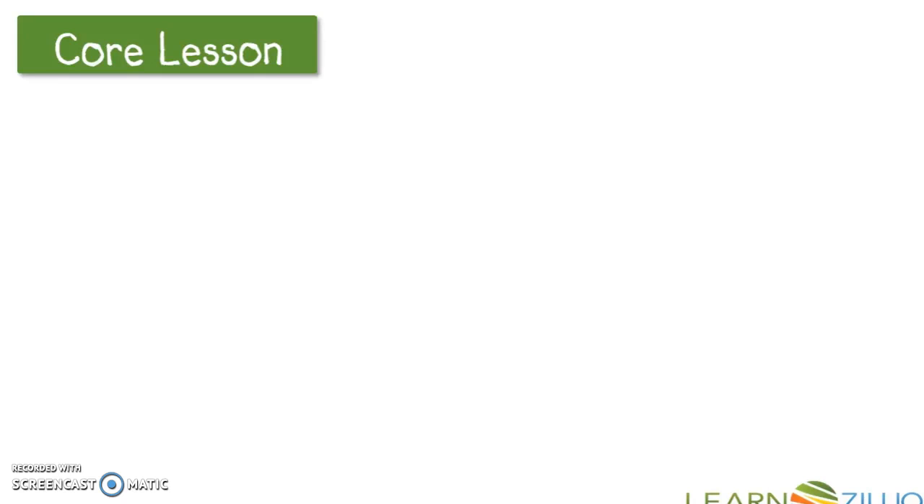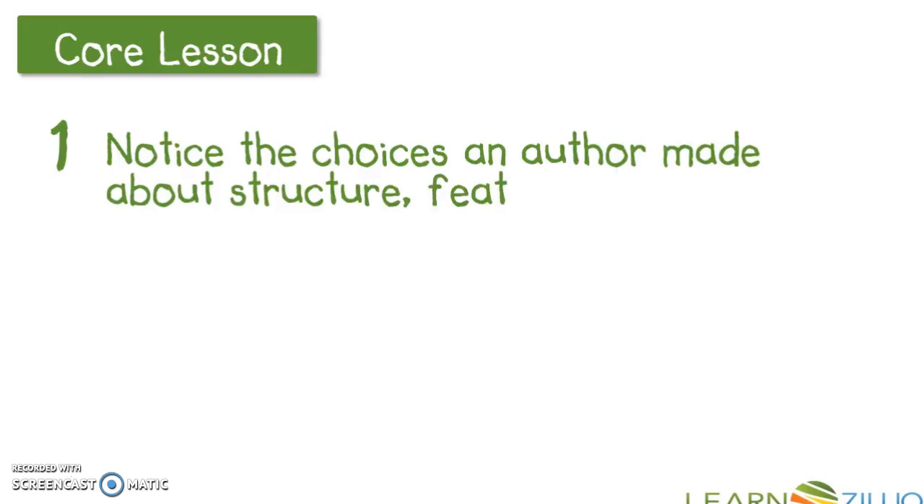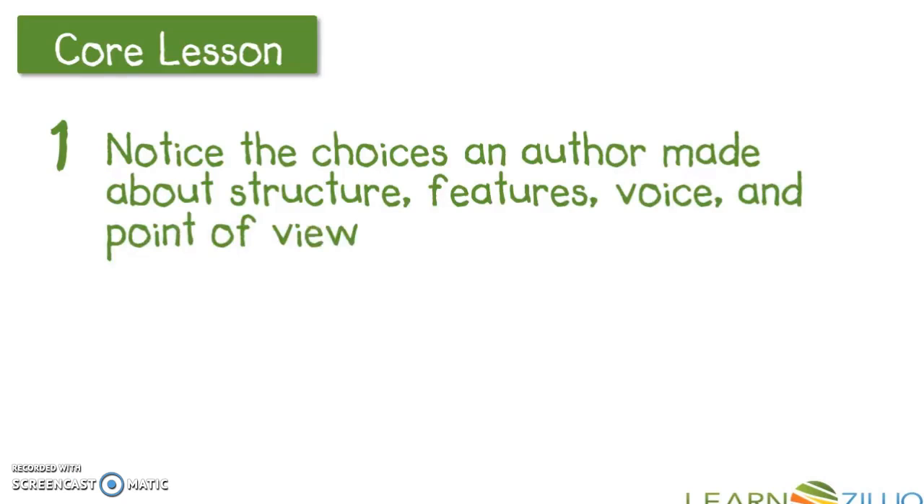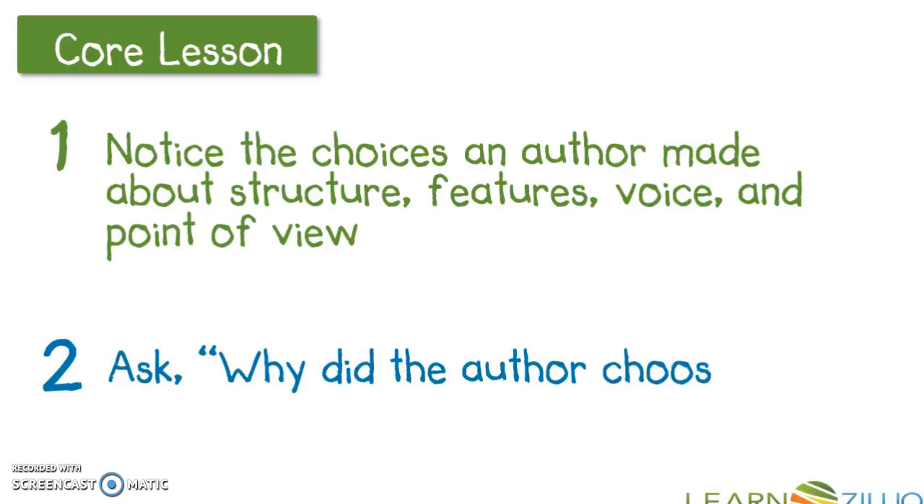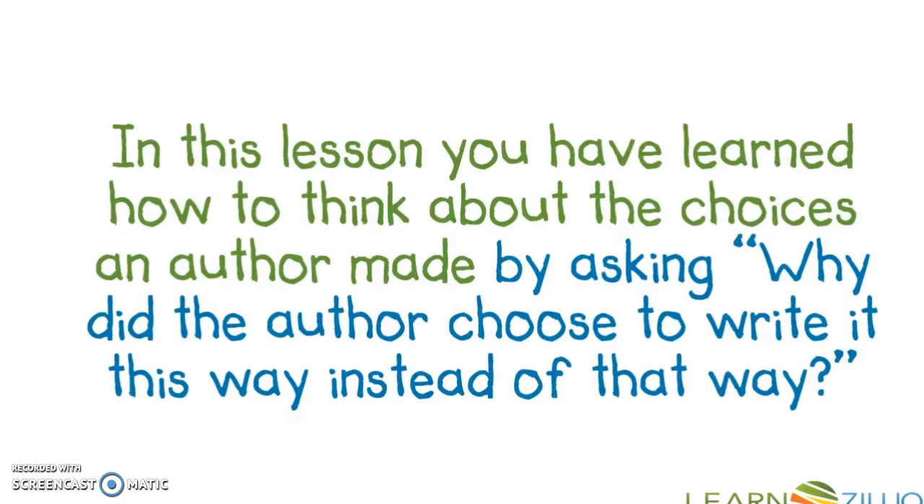Okay, so here's the steps we followed. Number one, we noticed the choices an author made about structure, features, voice, and point of view. Then, number two, we asked, why did the author choose to write this way instead of another way? In this lesson, you've learned to think about the choices an author made by asking, why did the author choose to write it this way instead of that way?